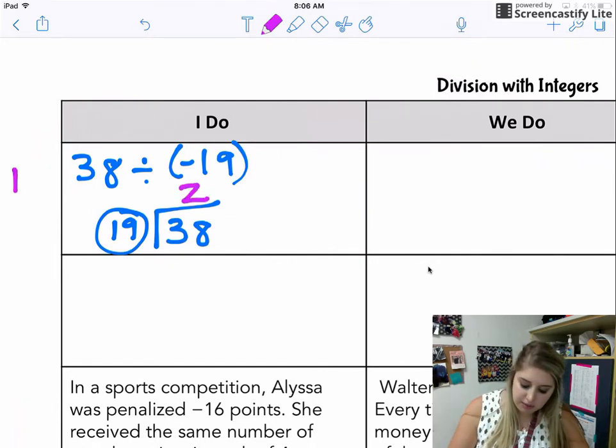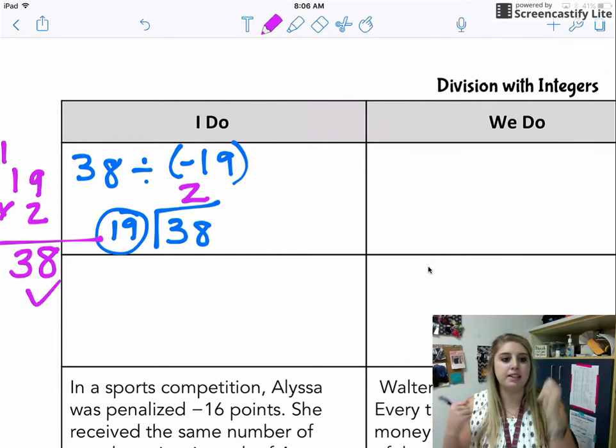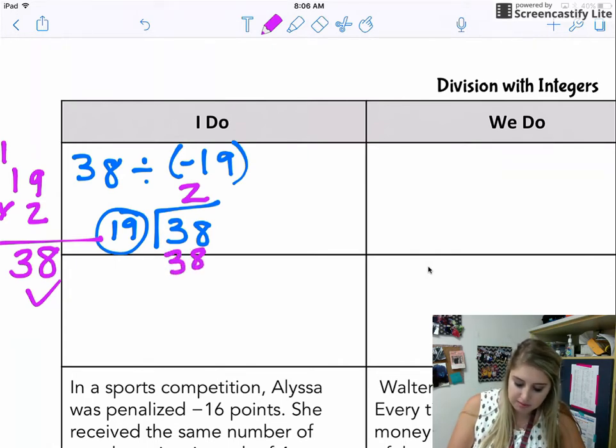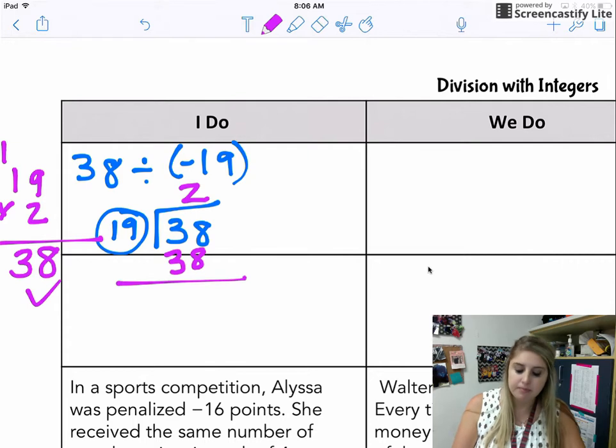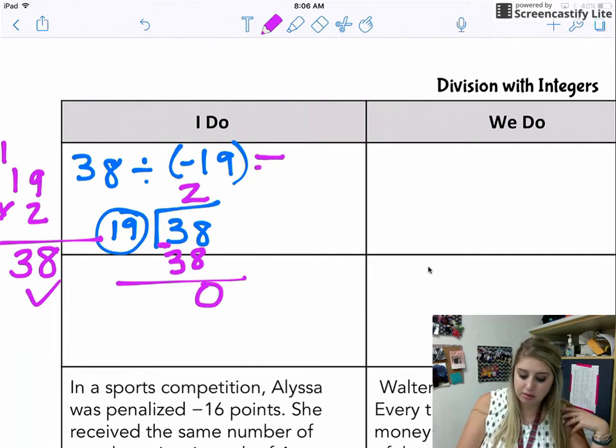All right, let's try it. What is 19 times 2? 9 times 2 is 18. Carry the 1. 2 times 1 is 2. Plus 1 is 3. Hey! Heck yes, we got it. It is 38. So we take that new 38 that we multiplied and put it down below. And then I am going to subtract them there. 38 minus 38 is 0. I have no remainder, so my answer would be 2.